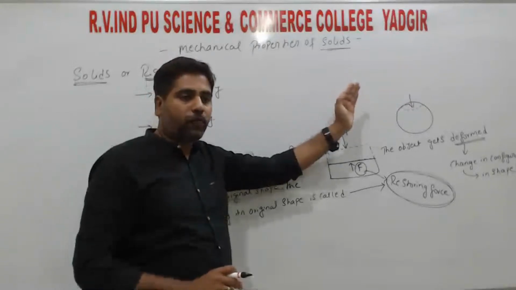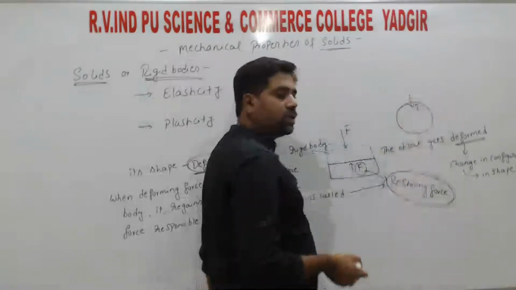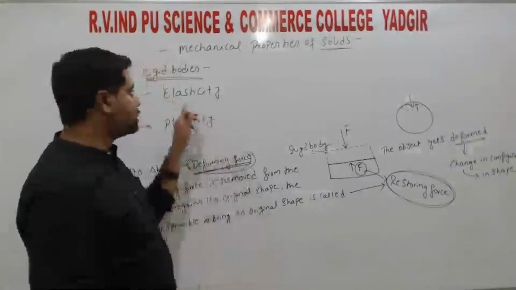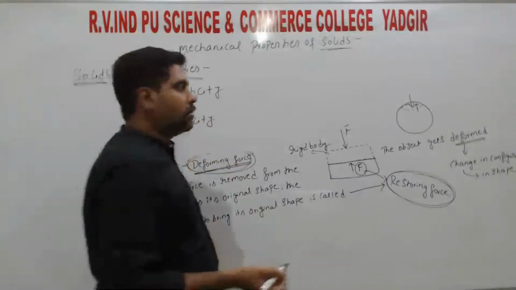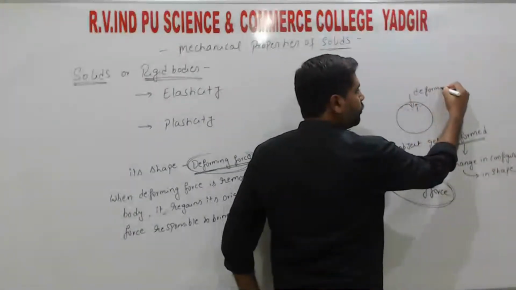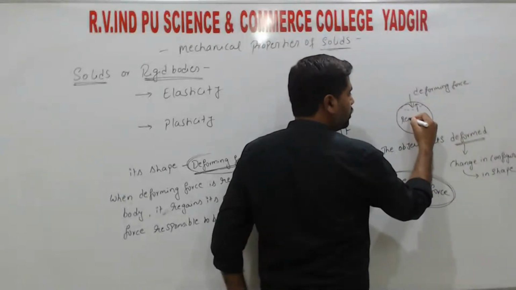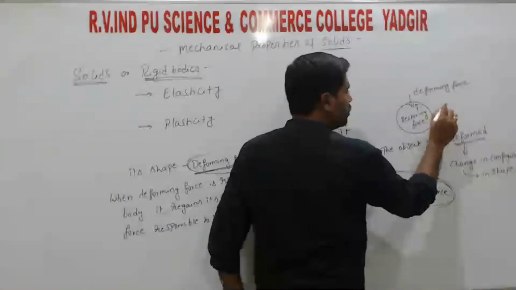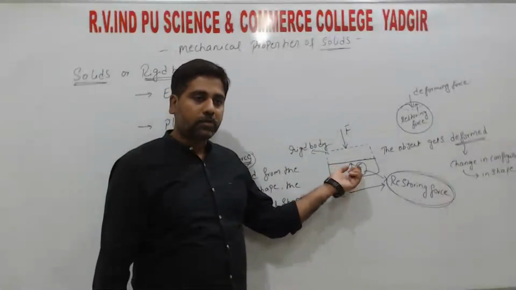So when we remove the force, then again it comes back to its original position, right? So that property we call as elasticity, right? So here two forces are required. One is deforming force and another one is restoring force, right?